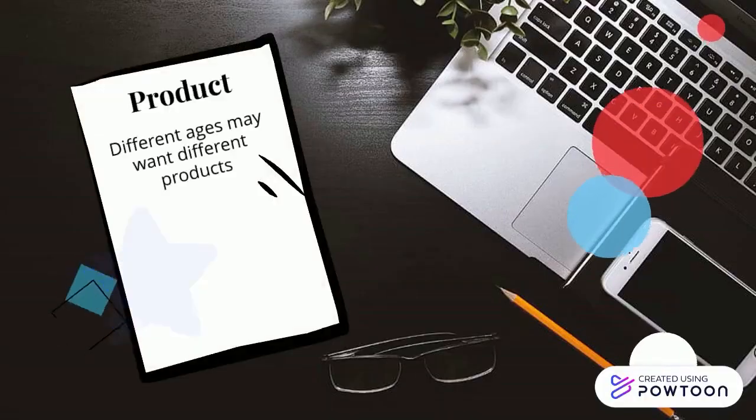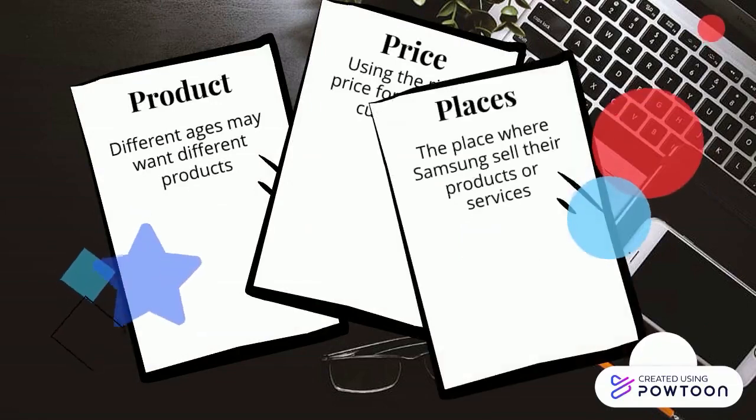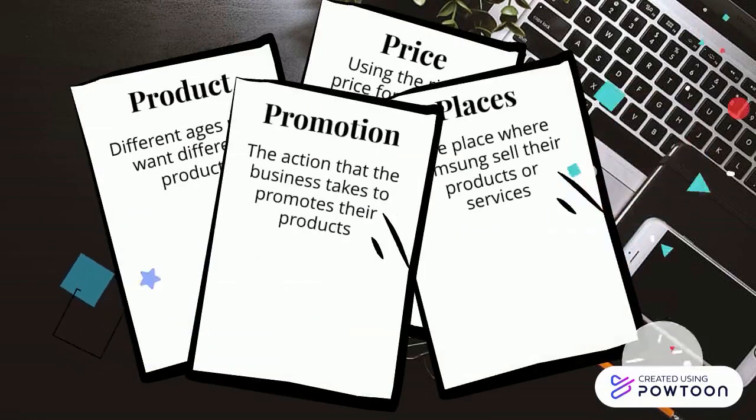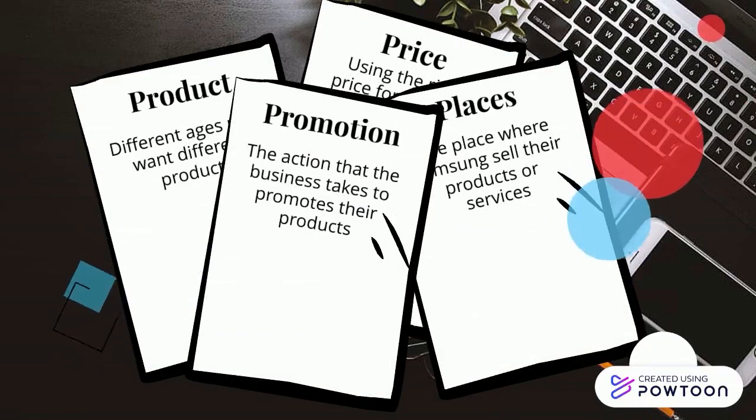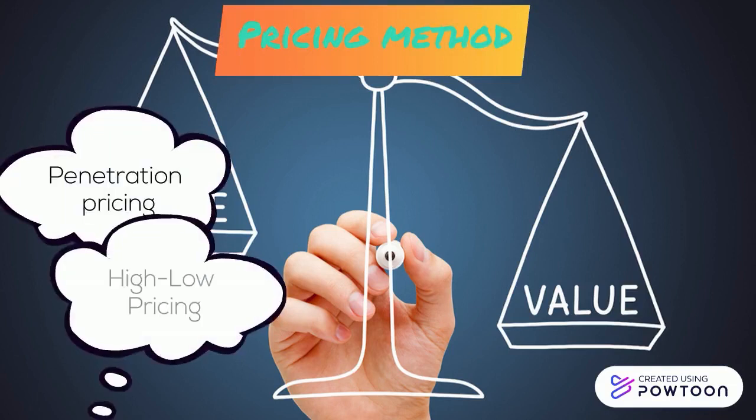The 4 P's, which are product, price, place, and promotion, are important as they will affect the sales of products of Samsung. An example of this is that pricing has many pricing methods.